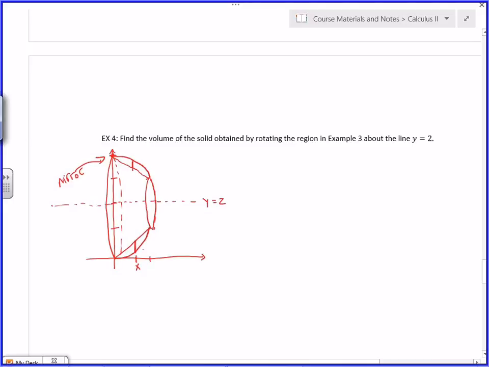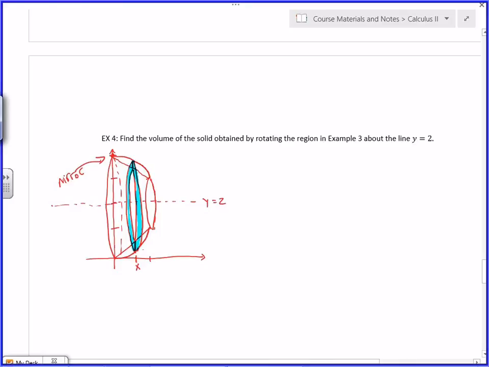Can you see it in your head? The cross-section is again a washer. There's the outside. There's the inside. I'll even color it in a little bit here so you can see it. It's not a great drawing, but if you sit back a good couple feet from your monitor and squint, it looks like the washer that I'm going for.